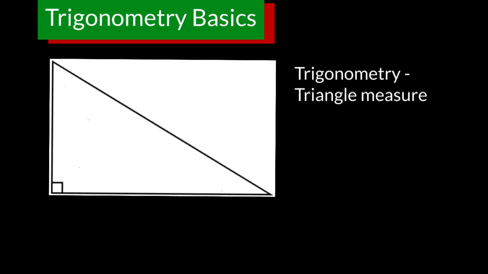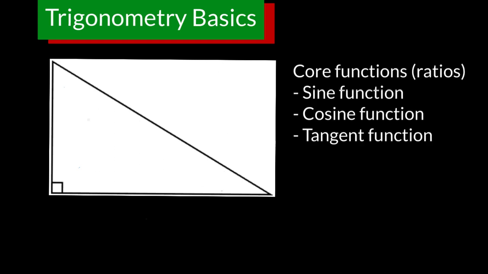The word trigonometry means triangle measure. Trigonometry is a way of solving triangles using the ratios between the sides and angles in a right triangle. The core functions or ratios of trigonometry are the following: the sine function, the cosine function, the tangent function. Each of these would be in relation to a specific angle other than the right angle.